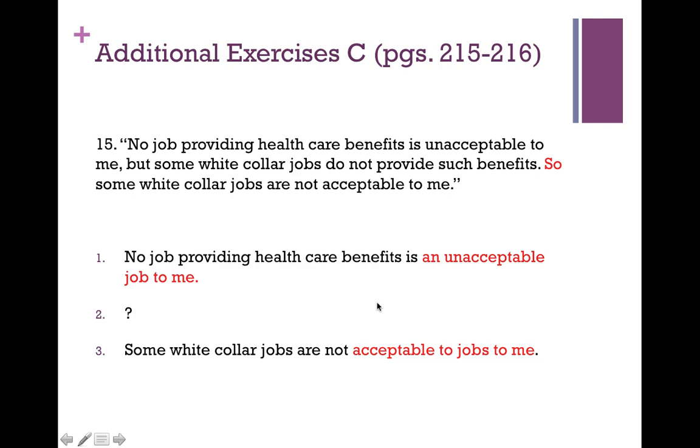So taking the obverse is just the easiest thing to do. Now, what's the obverse of premise 1? Well, in order to find the obverse, the first thing you do is change the quality of the proposition. So this is a negative proposition. We see "no," so we're going to change it to an affirmative, "all." And then we find the class complement of what is stated in the predicate term. And the class complement of unacceptable job to me would be acceptable job to me. So here is the obverse. All jobs providing healthcare benefits, I should say, are acceptable jobs to me.